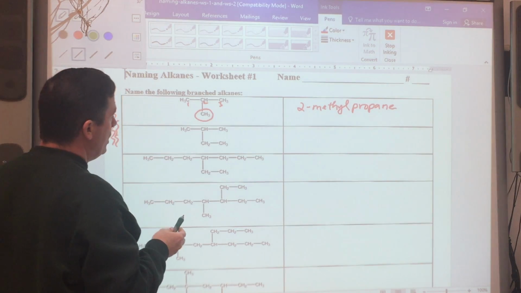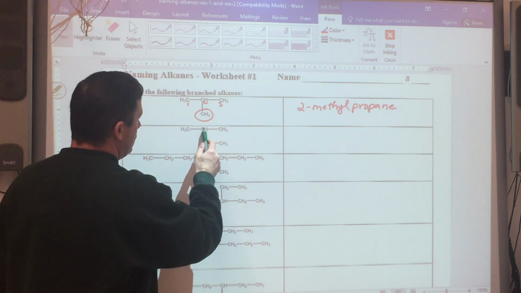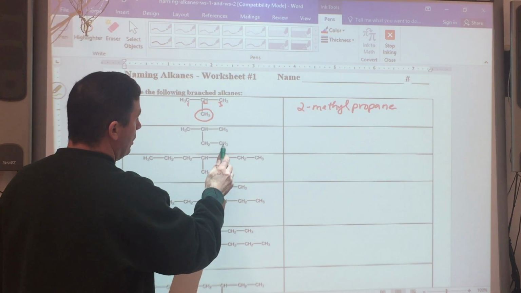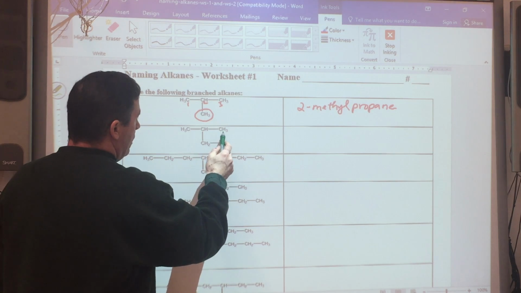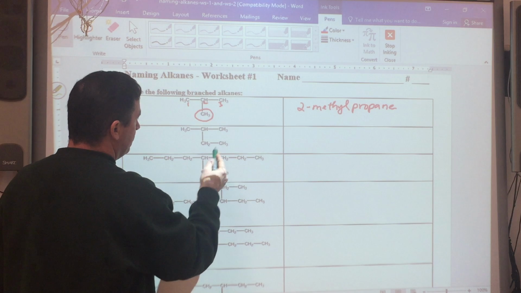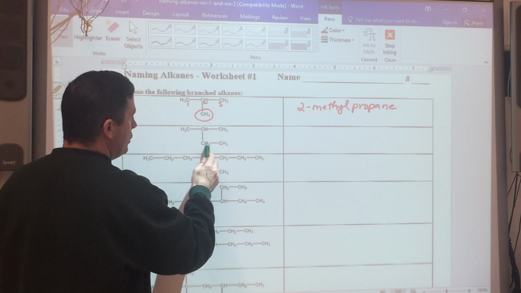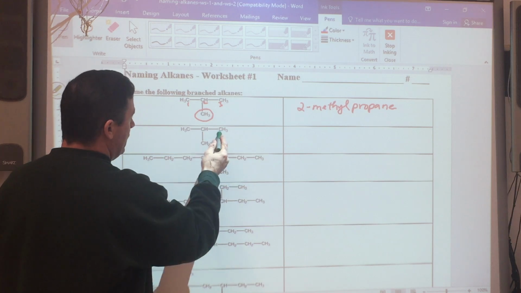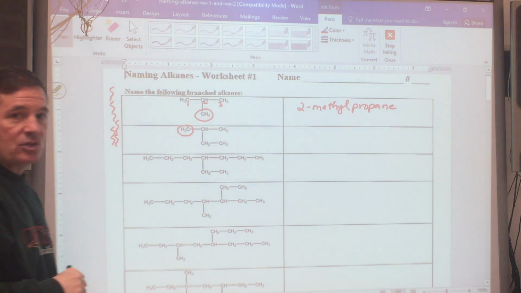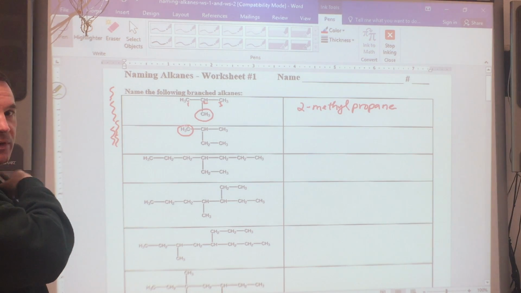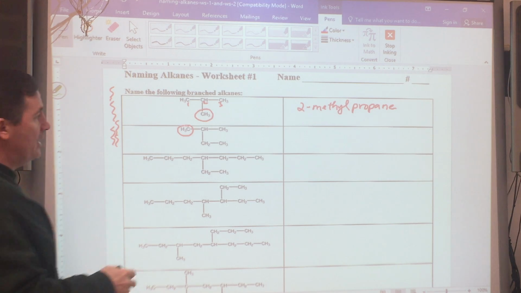All right, what's my longest chain? 1, 2, 3. 1, 2, 3, 4. Ooh, look. 1, 2, 3, 4. 4 is my longest. Okay, I can start up here, 1, 2, 3, 4. Or I can go 1, 2, 3, 4. So in either case, this is my longest chain, making this my substituent group. So now I have to figure out what's the lowest number that methyl group is going to be on.